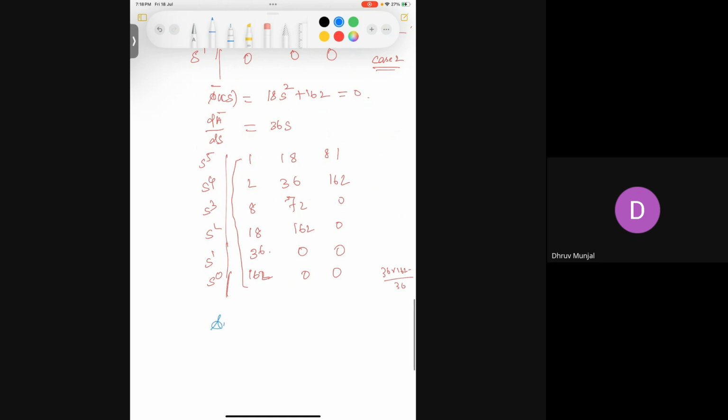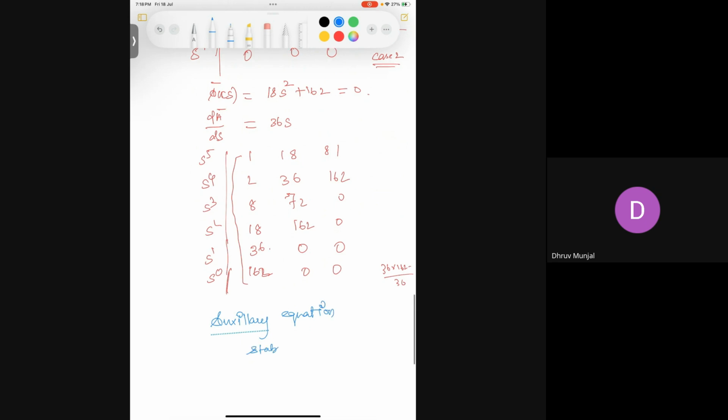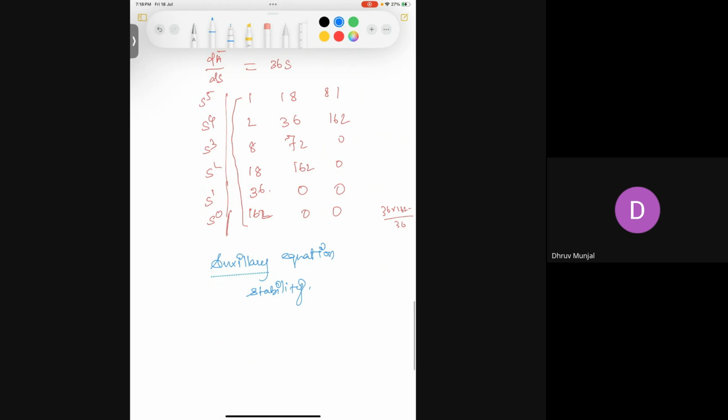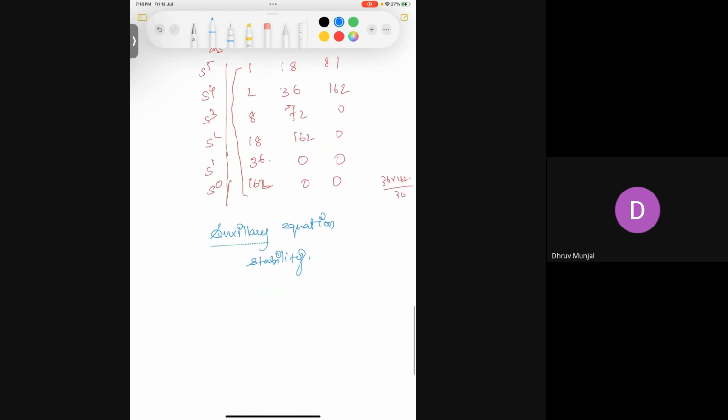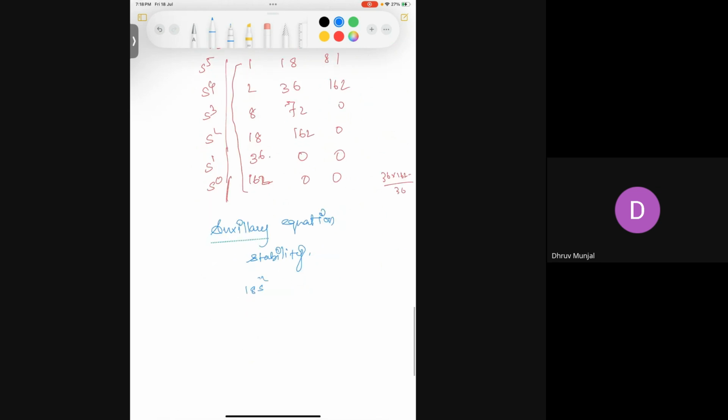So since we use the auxiliary equation, the stability will depend on the auxiliary equation only, right? It should not depend on the sign change of the original system. So the auxiliary equation, when you found the first one, the last one, that is 18s square plus 162, we'll look with the first one only.